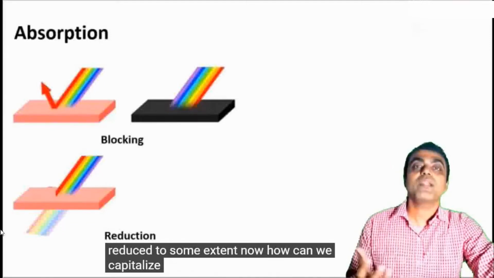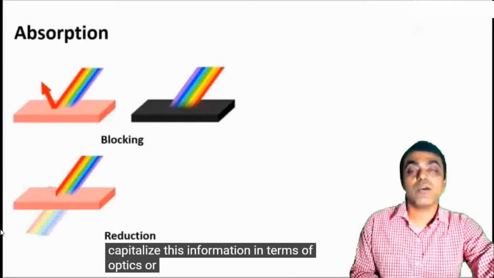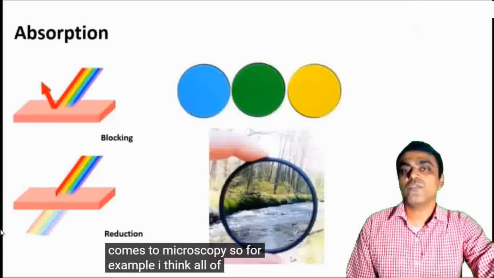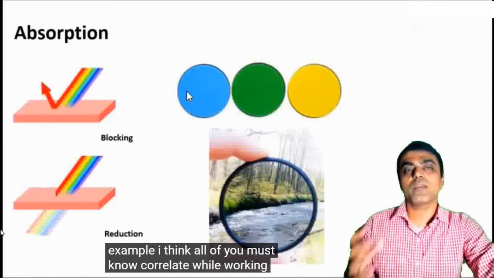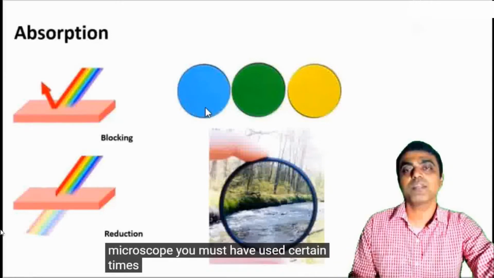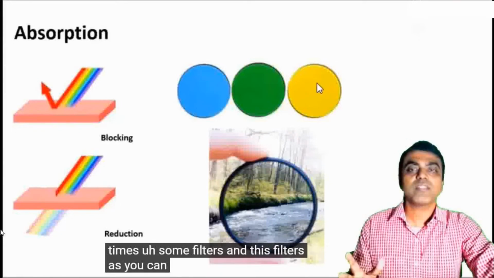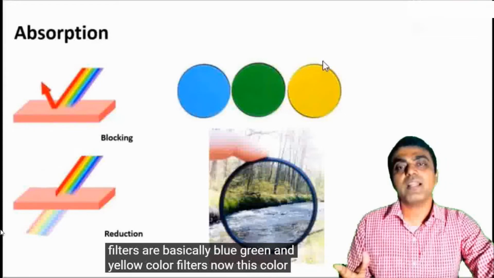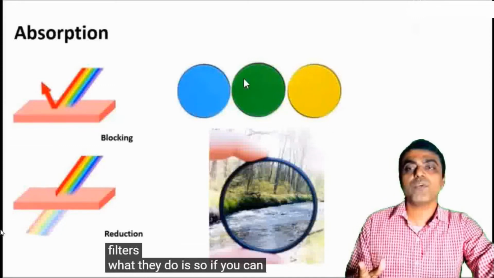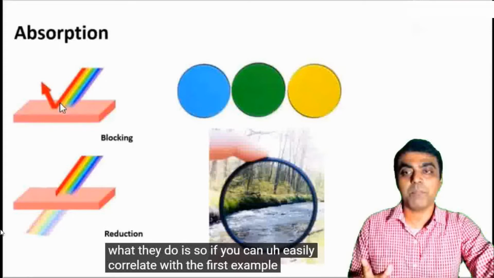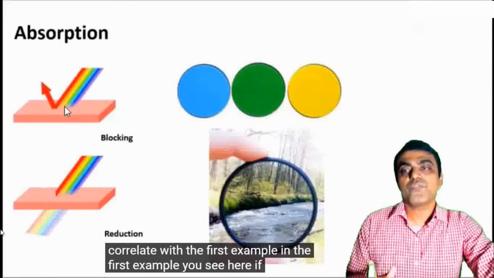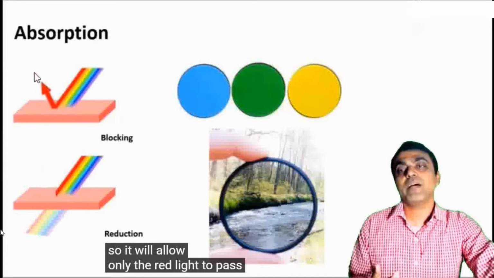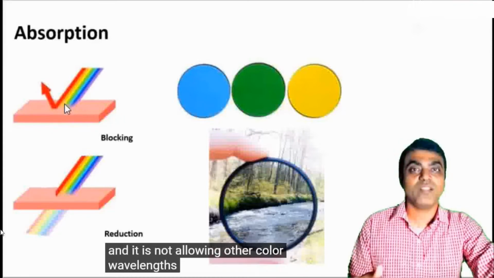Now, how can we capitalize on this information in terms of optics, or when the application comes to microscopy? For example, I think all of you must correlate that while working with a microscope, you must have used certain filters. And these filters, as you can see here, are color-coded filters, basically blue, green, and yellow color filters. Now, you can easily correlate these with the first example. If this is the red color filter, it will allow only the red light to pass through it, and it is not allowing other color wavelengths to pass through it.